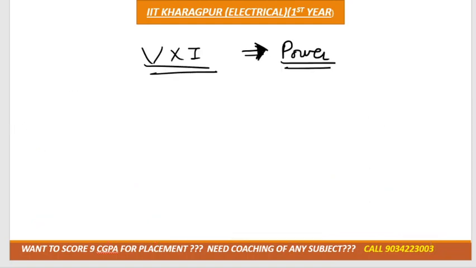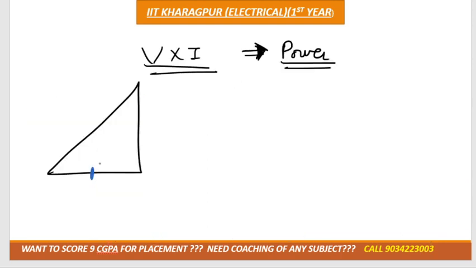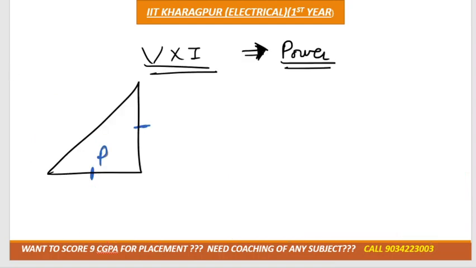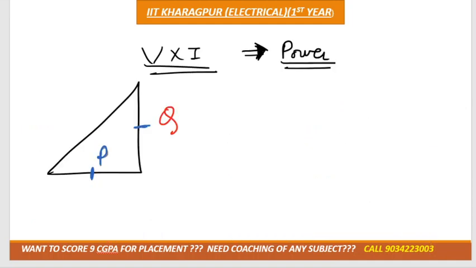So if I draw the power triangle, this side is related to the resistor. Which power is related to the resistive load? Active power. Active power is denoted by P. We can mark it here as P. Here it is inductive or capacitive. Which power is related to the inductor or capacitor? Reactive power is denoted by Q, and here the apparent power is the total power, right?